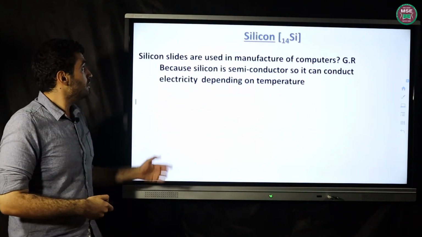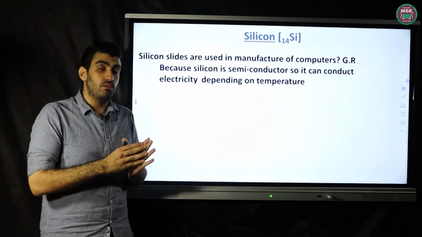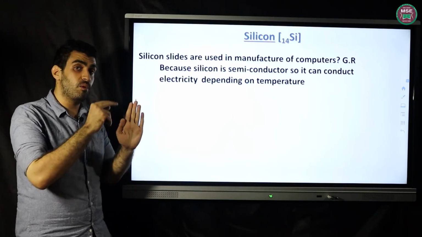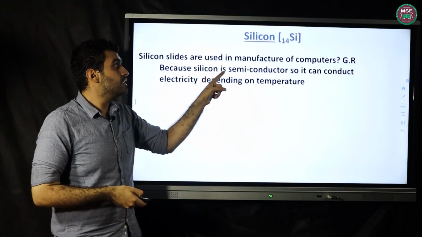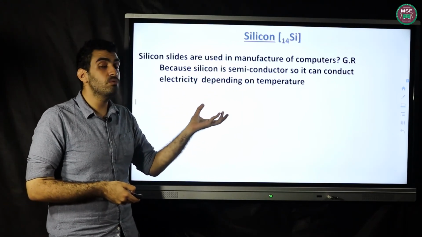Silicon, Si14. Silicon slides are used in the manufacture of computers. You know the motherboard found inside the computer or inside our mobile phones may be made of silicon. Why? Because silicon is a semiconductor, as it conducts electricity according to temperature.